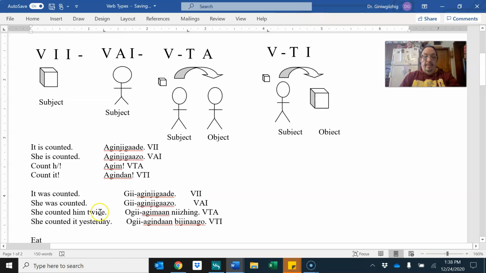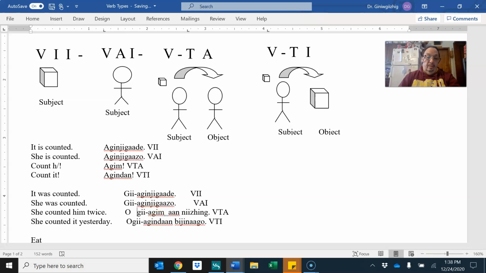She counted him. I've got to use the VTA, which is agim. And again, I go to the rule chart and I look around. There it says she to him. It says put O in the front, put on in the back. There's the root word. I also stuck a tense marker. She already counted him. So the verb phrase says she counted him, him or her.